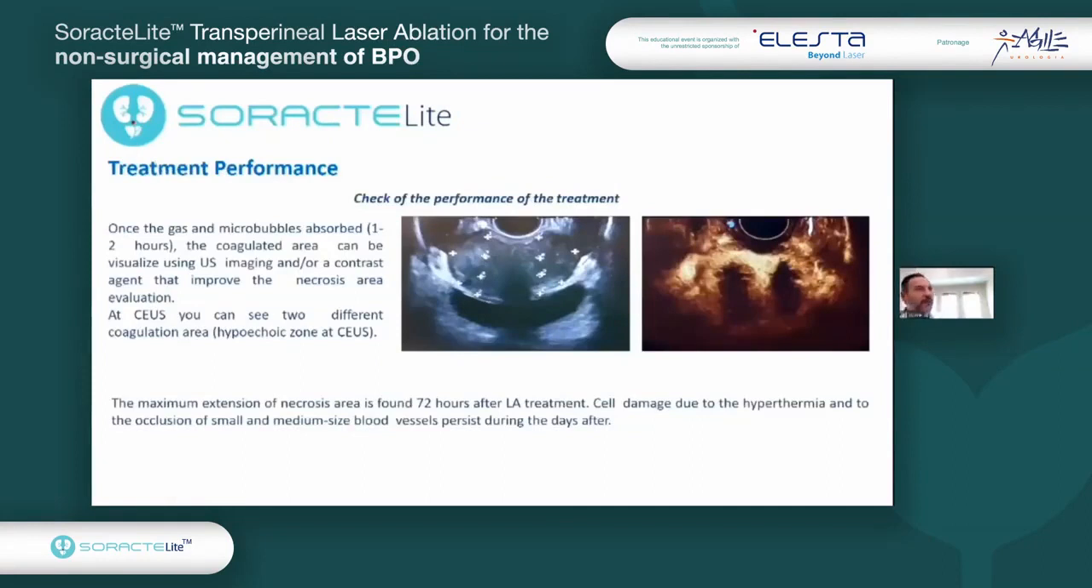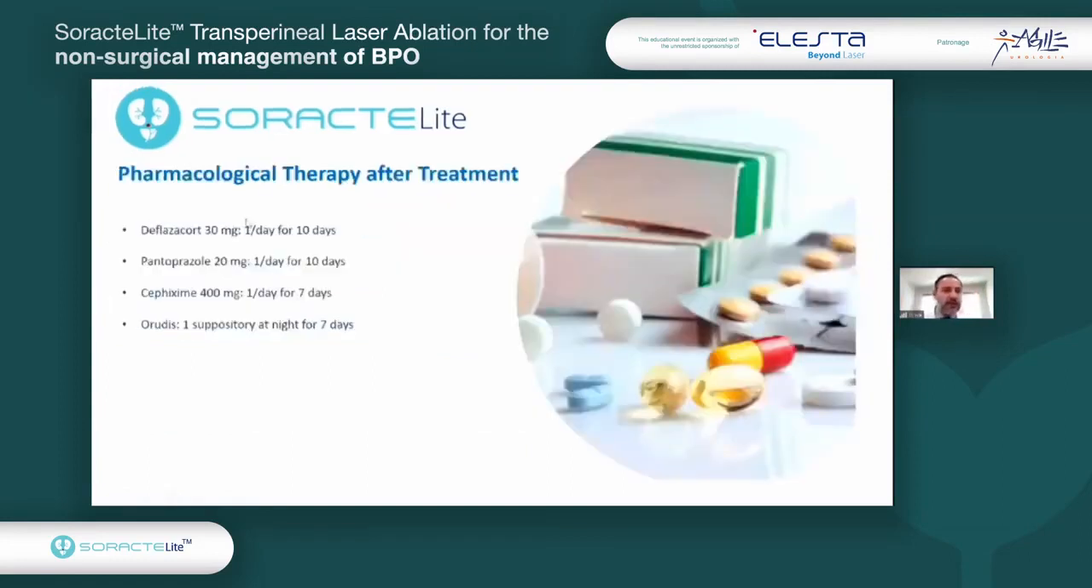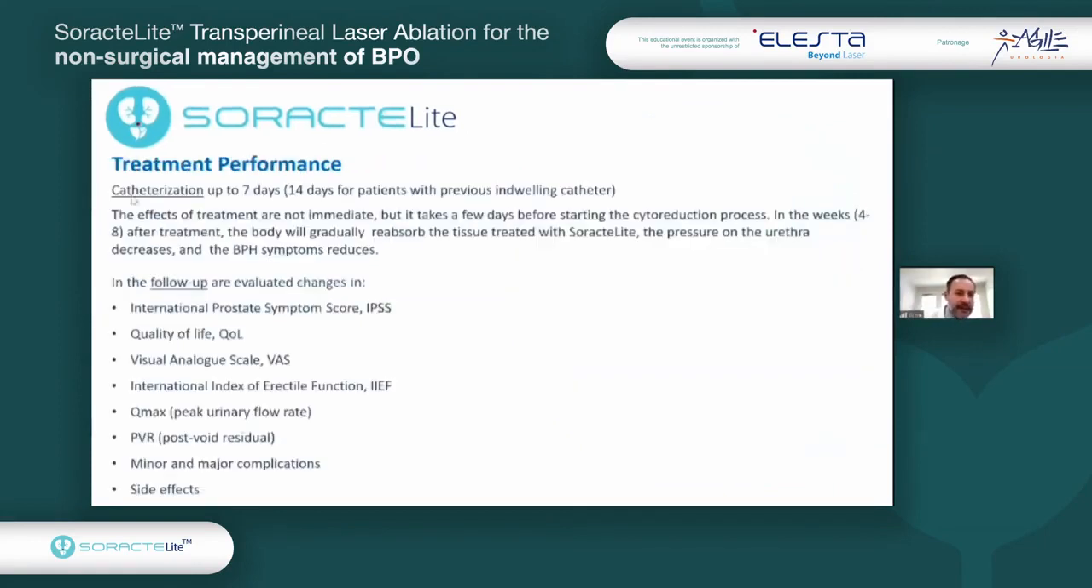So we can check the performance during the procedures, and we can check the result after a couple of hours from the procedures, especially if we can use ultrasound contrast enhancement technique. And this is the pharmacological treatment that we give to the patient after the procedures. Mainly we use some corticosteroids and gastric protector, and then we use the antibiotic for 7 days, and then some suppository of anti-inflammatory like Oilis for 7 days.